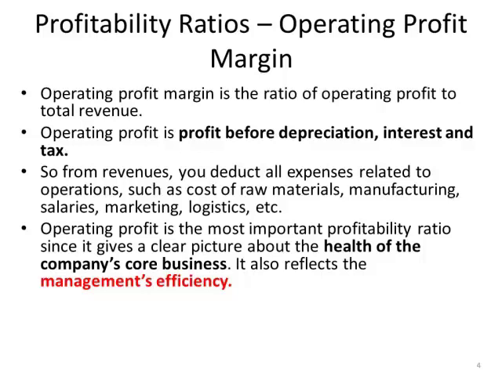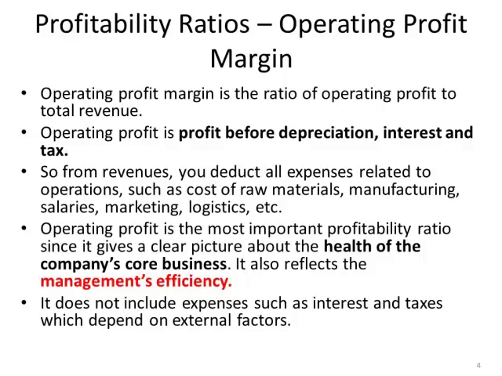So operating profit is the most important profitability ratio, and this is because it gives a clear picture about the health of the company's core business. The reason we don't like to include things like depreciation, interest, and tax is because that's typically outside the company's control, and operating profit looks directly at what the cost of making their items are. So in some sense, it reflects the management's efficiency.